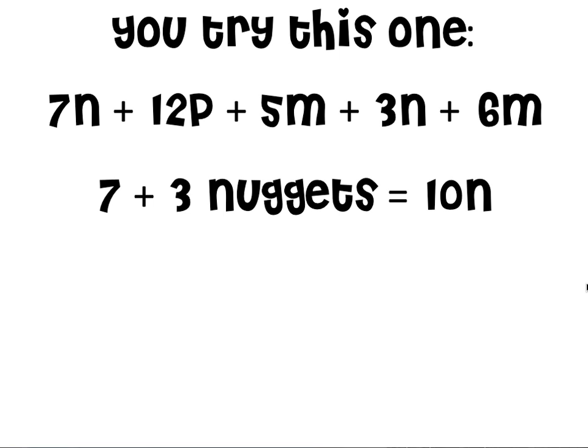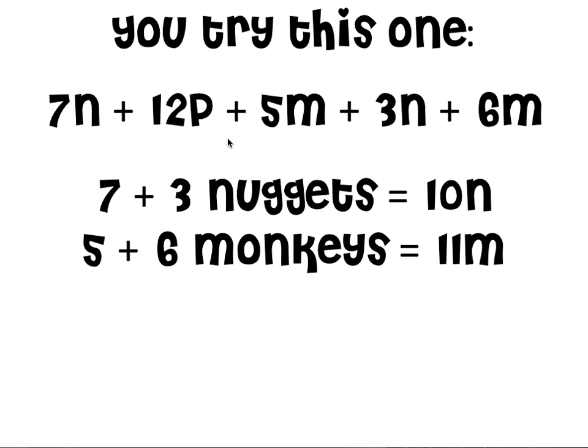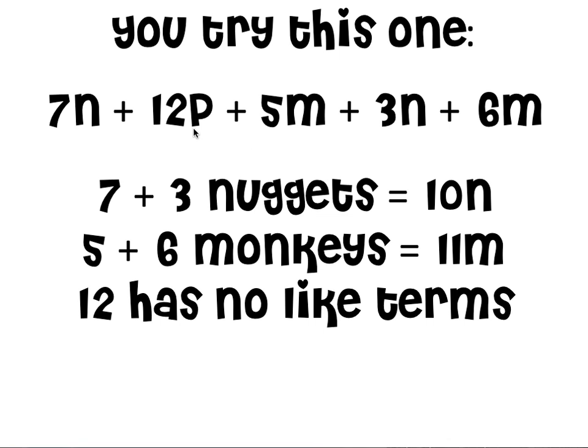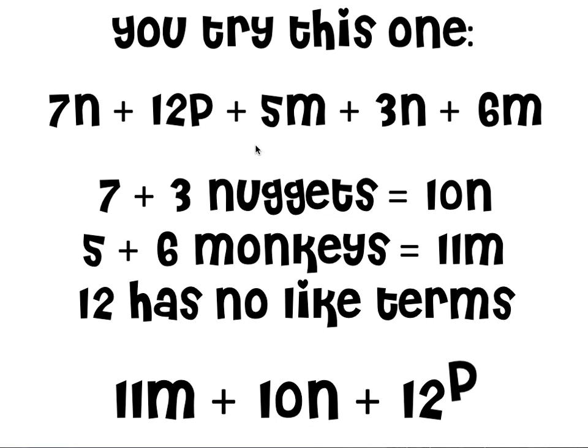Hopefully, you figured out that there are 7 nuggets on the left, 3 nuggets on the right, combined to give us 10 nuggets. From there we have 5 monkeys, 6 monkeys, that combine to give us 11 monkeys. And then of course, there are no other peaches other than the 12 peaches here. So that gives us an answer of 11 monkeys plus 10 nuggets plus 12 peaches. And notice we put these in alphabetical order because that is the proper way to write an expression.